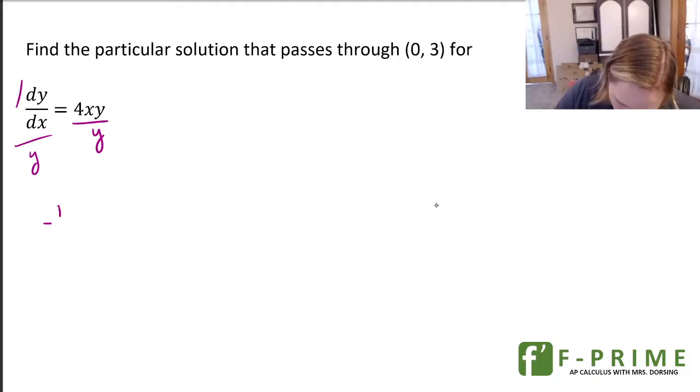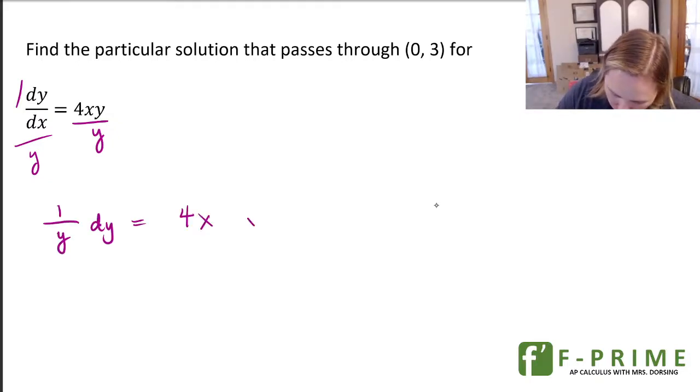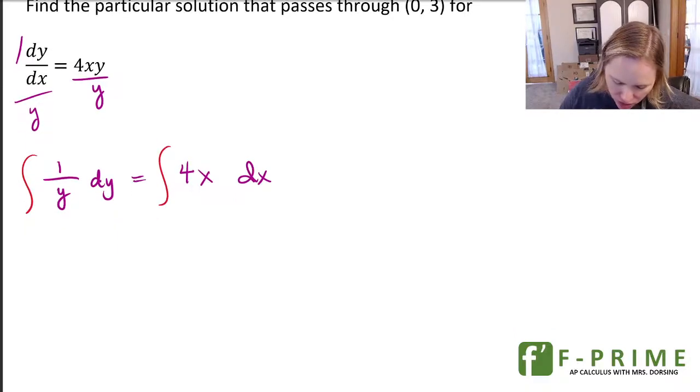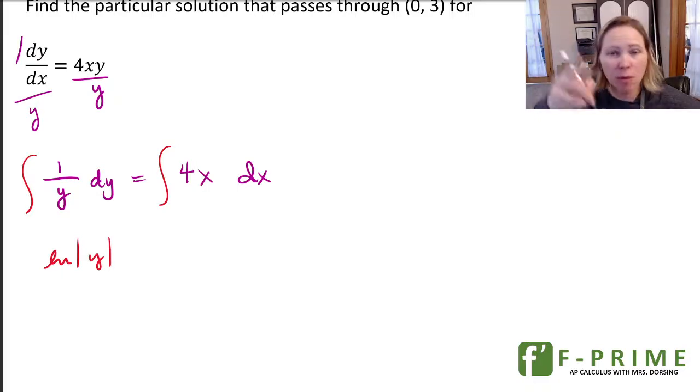So this becomes 1 over y dy equals 4x dx. Okay, well now I'm ready to integrate. I got this. I can do this. You can too. I'm going to integrate. This becomes the natural log of the absolute value of y. Remember those absolute value bars.